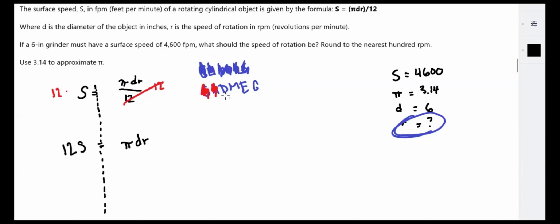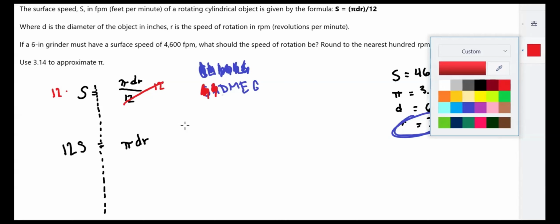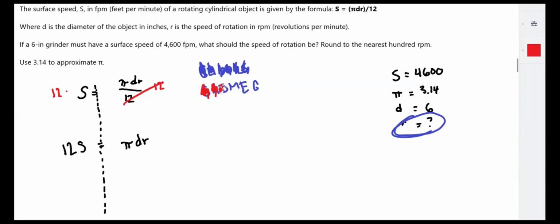I am still going through SADMEG here. So division, is there any division left over happening to R? No, I don't see any. Any multiplication happening to R? Yes. The pi and the d are both being multiplied by R. So I do have some multiplication that I can undo. I can unravel it. I can cancel it out. Pi and d are being multiplied in here. So I can cancel them out by dividing.